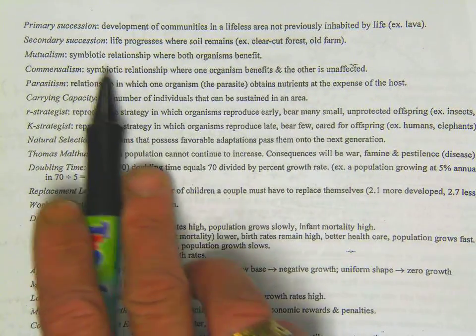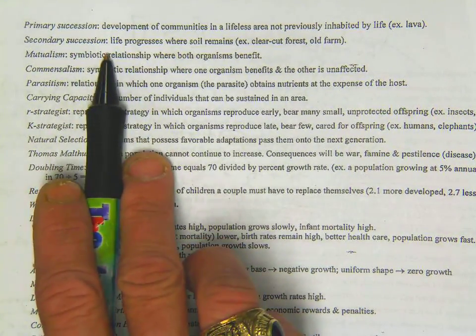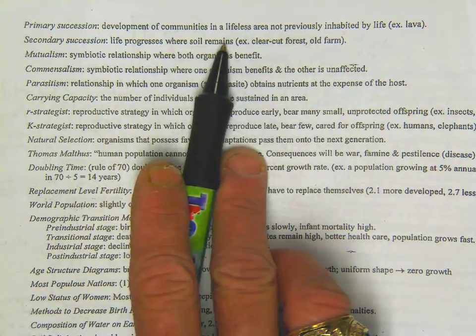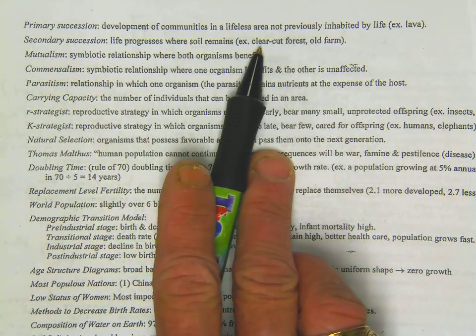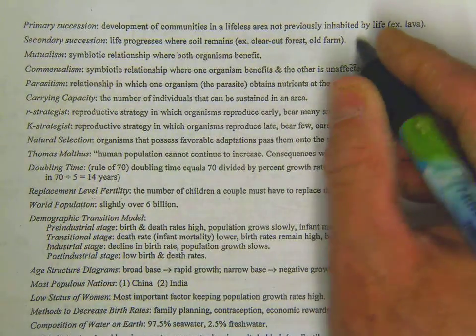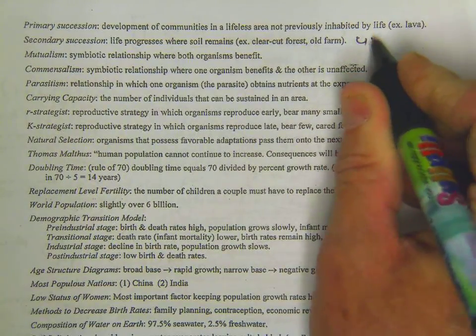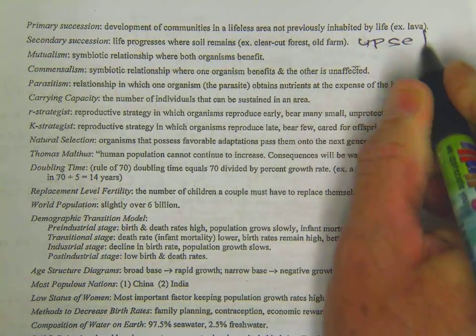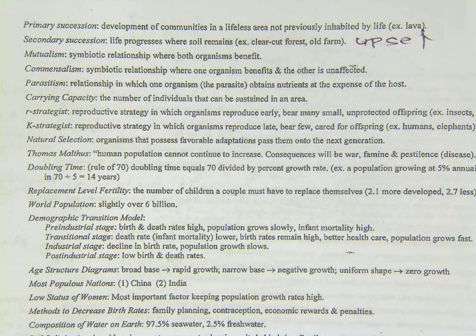Lava, lava forms and so forth. Secondary succession is where life progresses where soil remains. You can see clear-cut forest, old farm. Basically, if a system had an upset. All right, and let's look at a couple of examples of these.